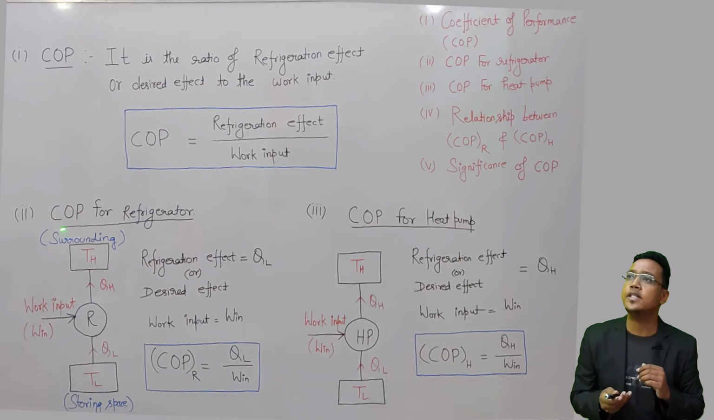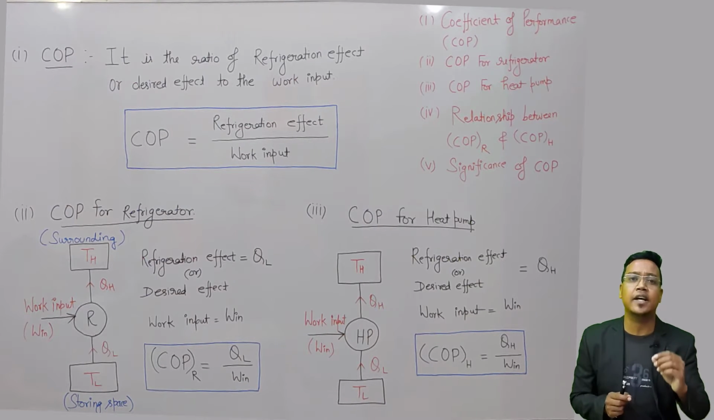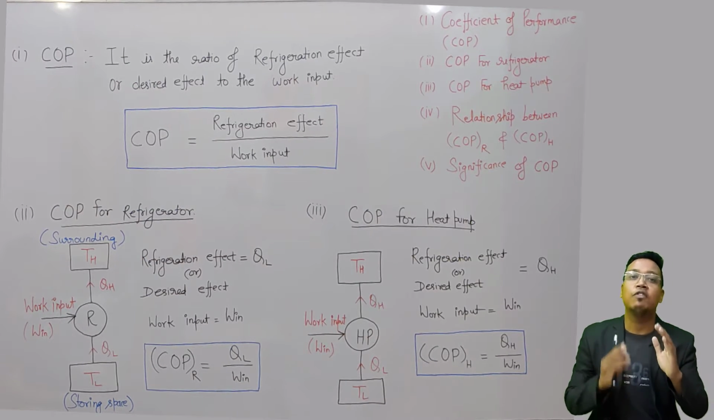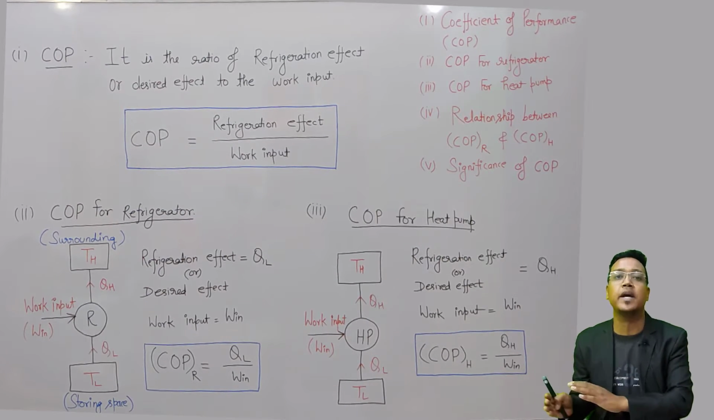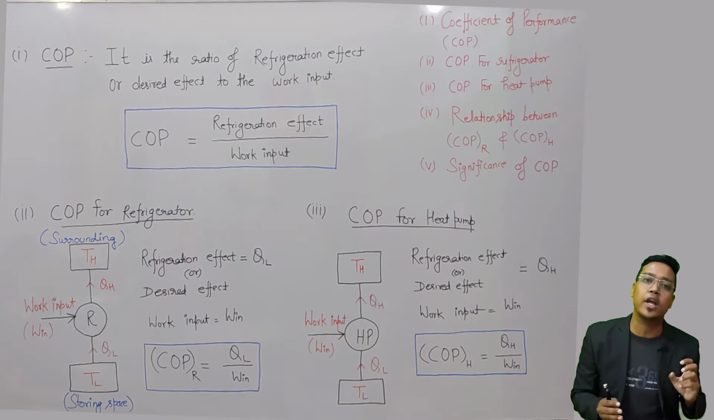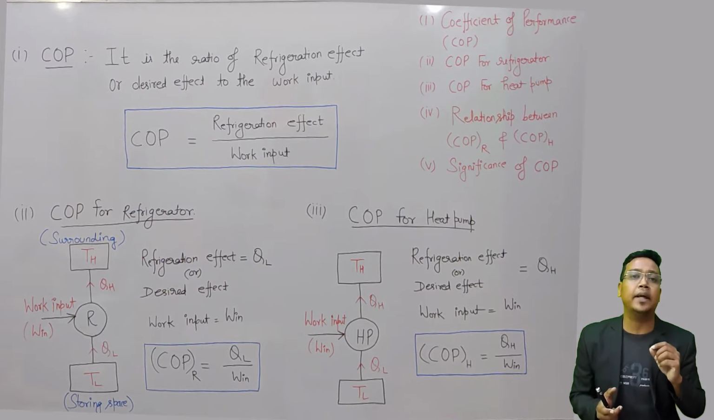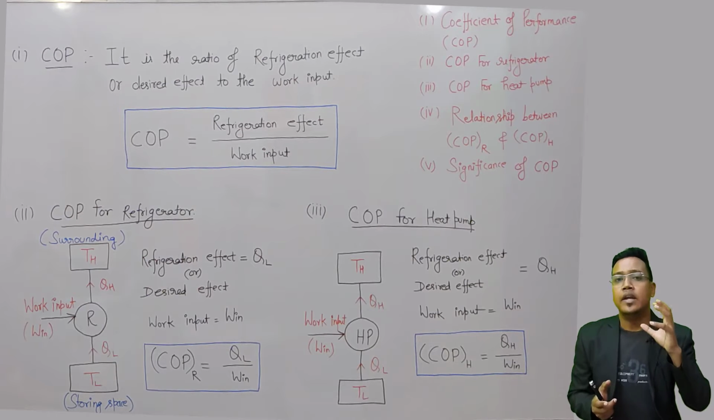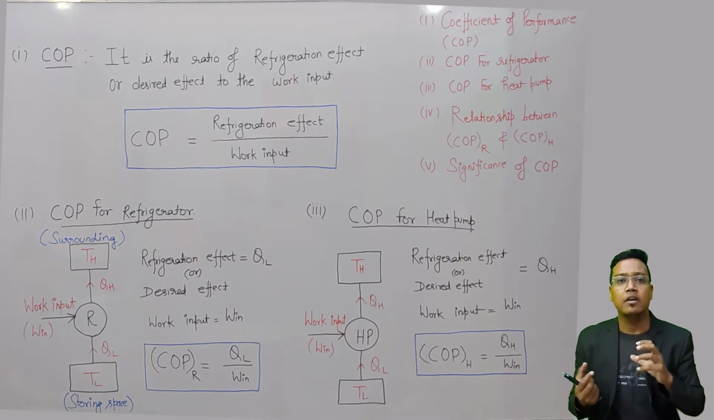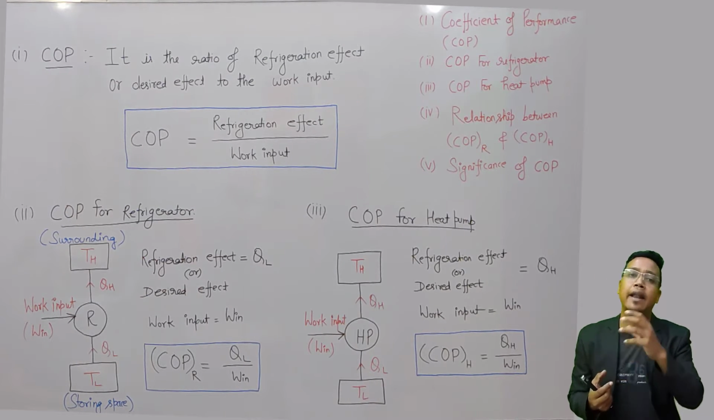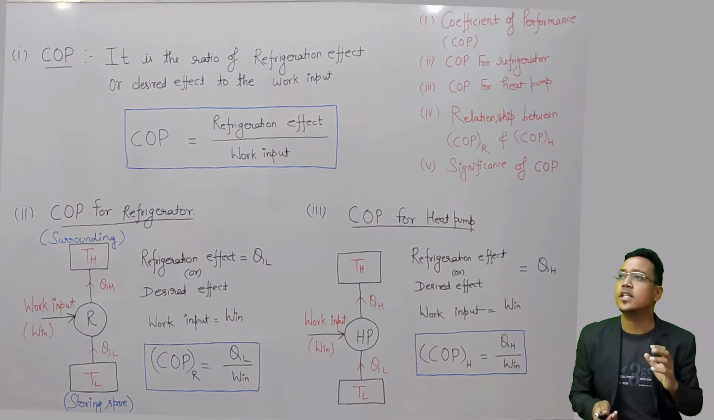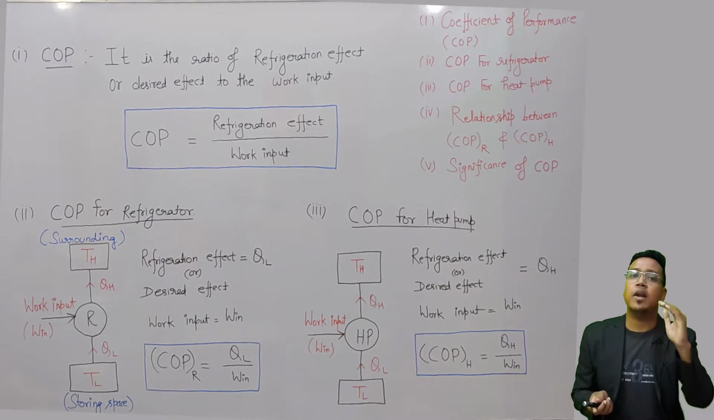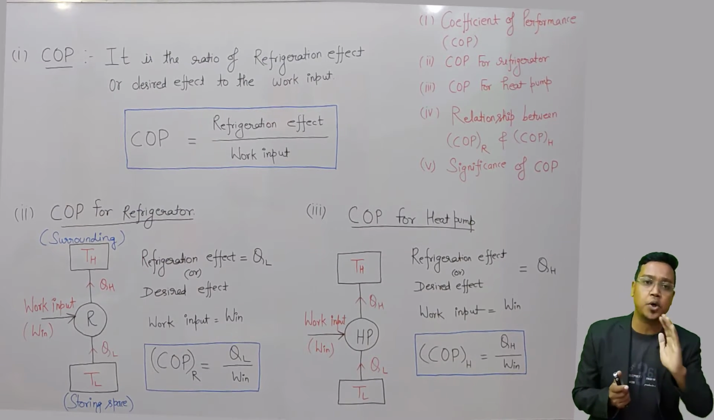Now we will see the COP for refrigerator. I have already told that the refrigerator is a machine which is used for cooling, used to maintain low temperature in a storing space in comparison to the surrounding space. How will it maintain low temperature in a storing space? It will remove the heat from the storing space and that heat shall be transferred to the surrounding. By this process, any refrigerator will maintain low temperature in a storing space.